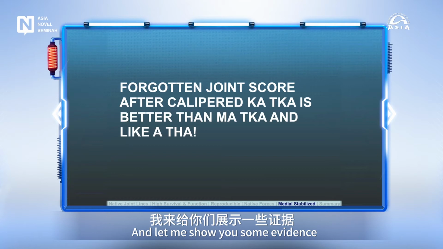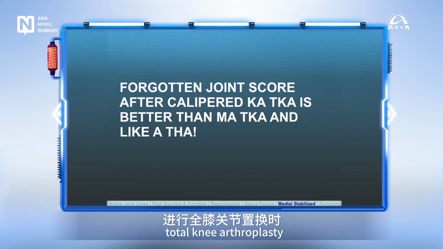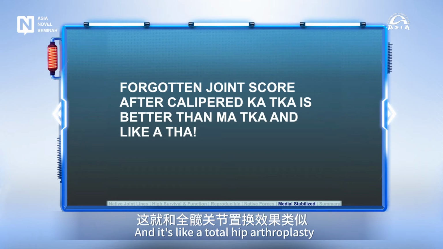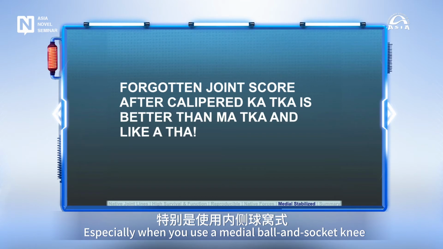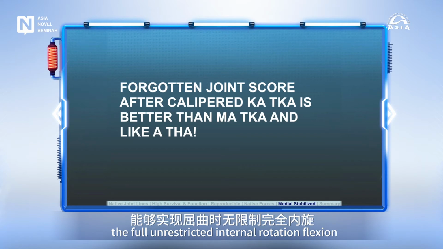And let me show you some evidence that when you do a calipered kinematically aligned total knee arthroplasty, the forgotten joint score is better than after a mechanically aligned TKA, and it's like a total hip arthroplasty, especially when you use a medial ball and socket knee with a flat lateral insert that allows the full unrestricted internal rotation with flexion.